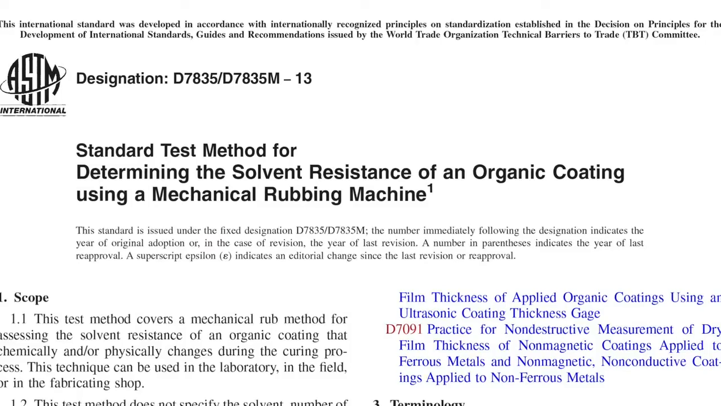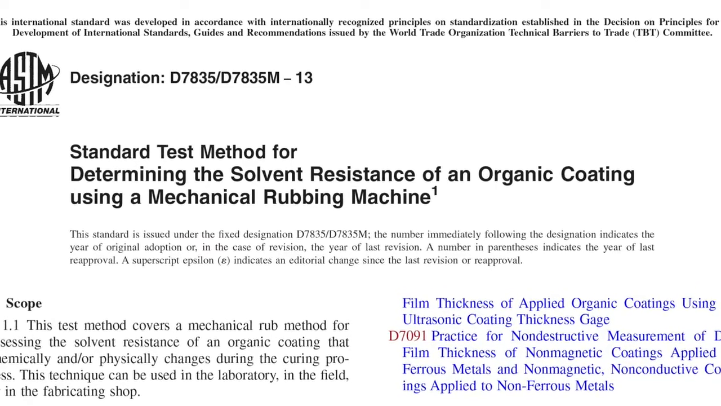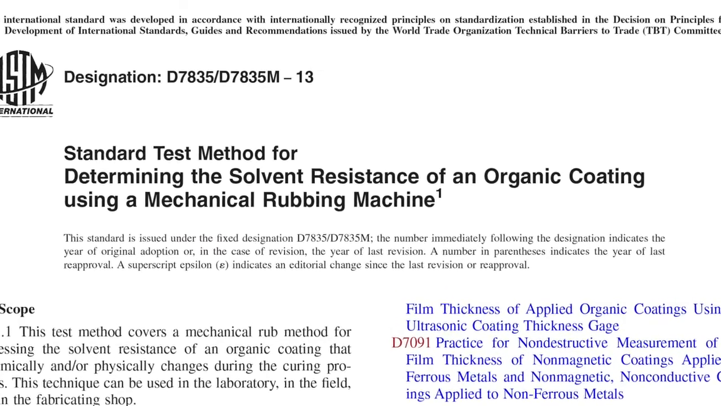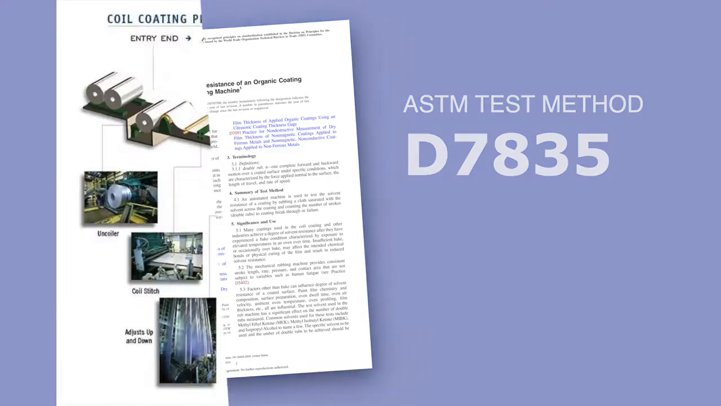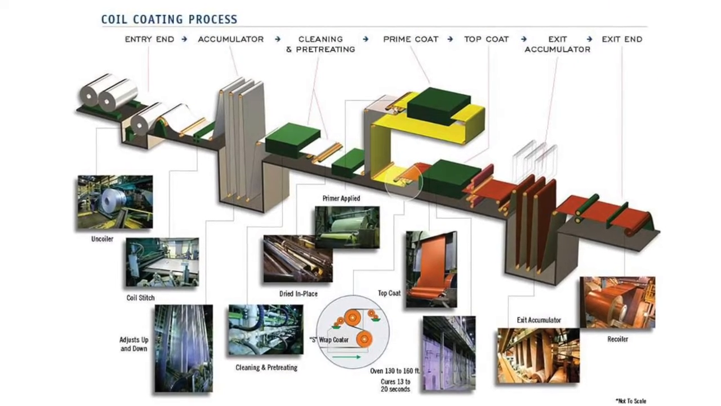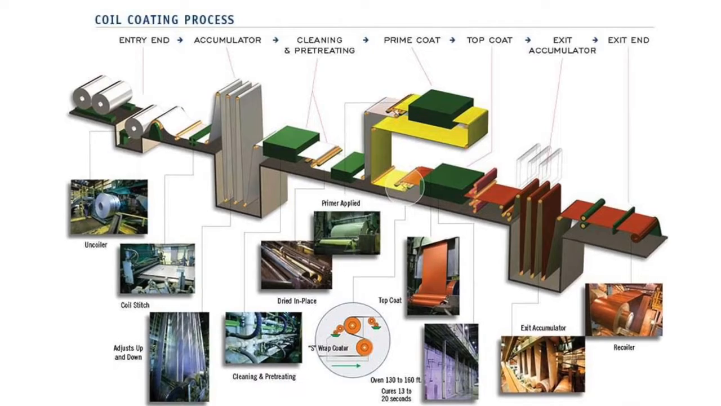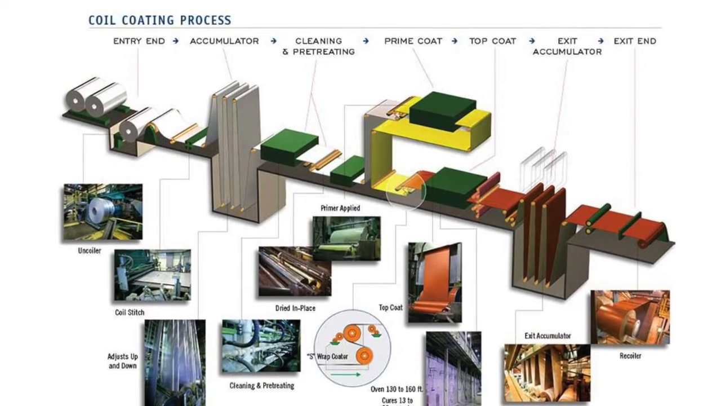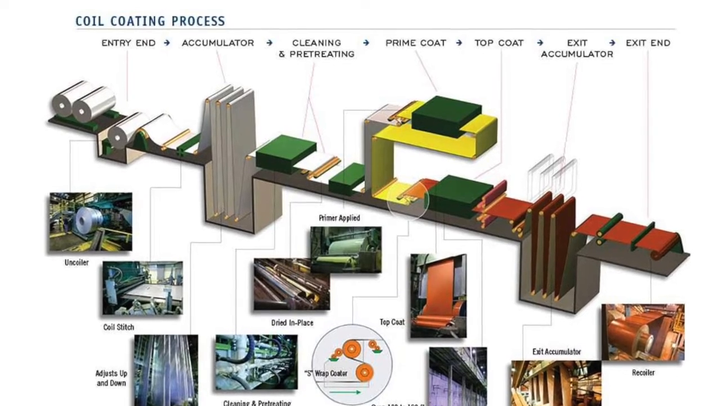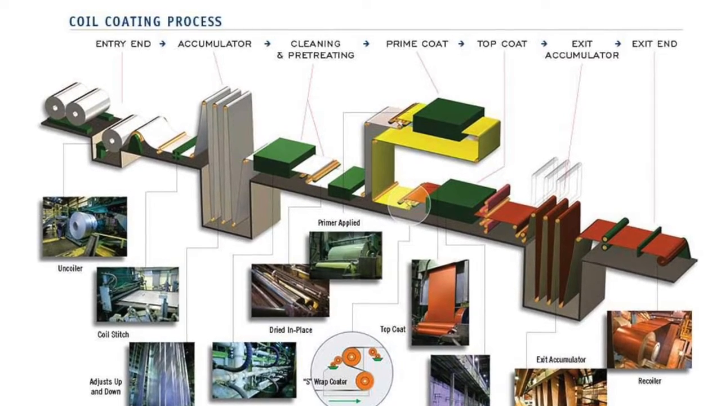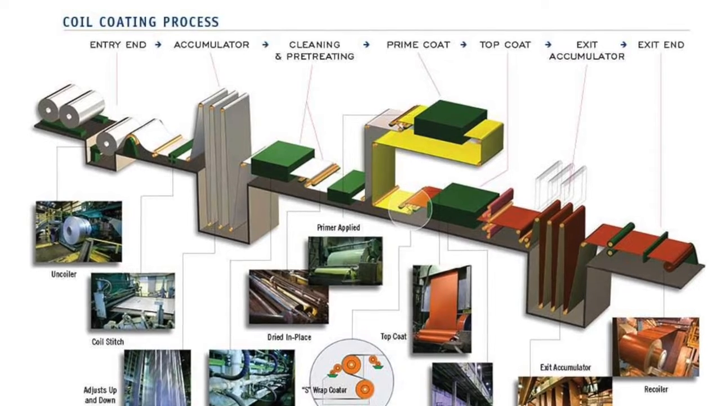This video demonstrates how to determine the solvent resistance of an organic coating using a mechanical rubbing machine in accordance with ASTM test method D7835. Most coil coatings chemically change during the curing process. This change is commonly referred to as cross-linking, and coil coatings such as epoxies, polyesters, and urethanes become more resistant to solvents as they cure and cross-link.